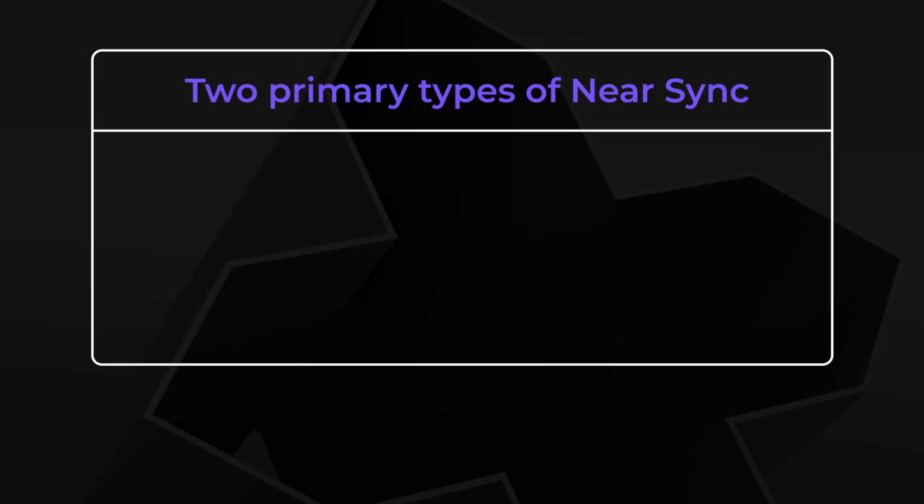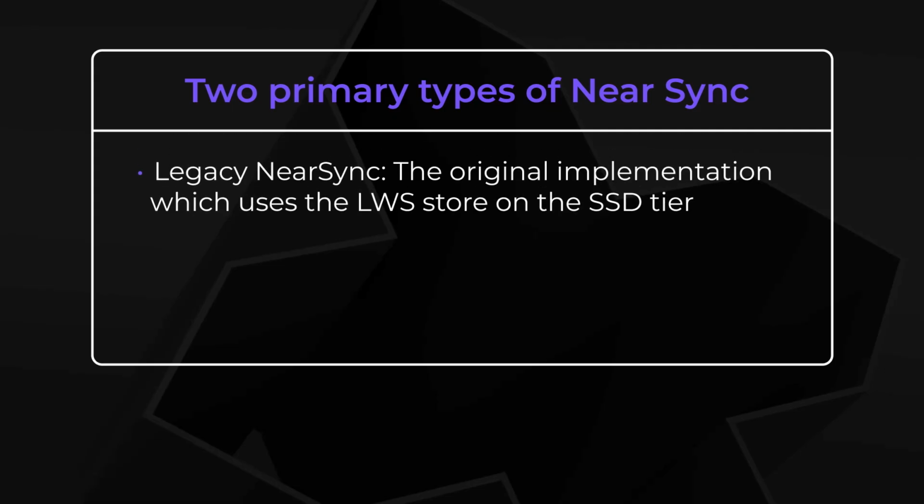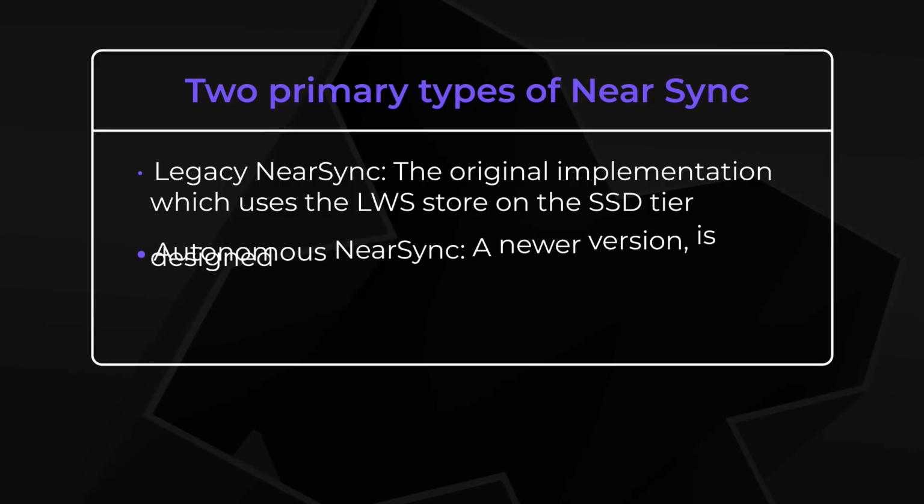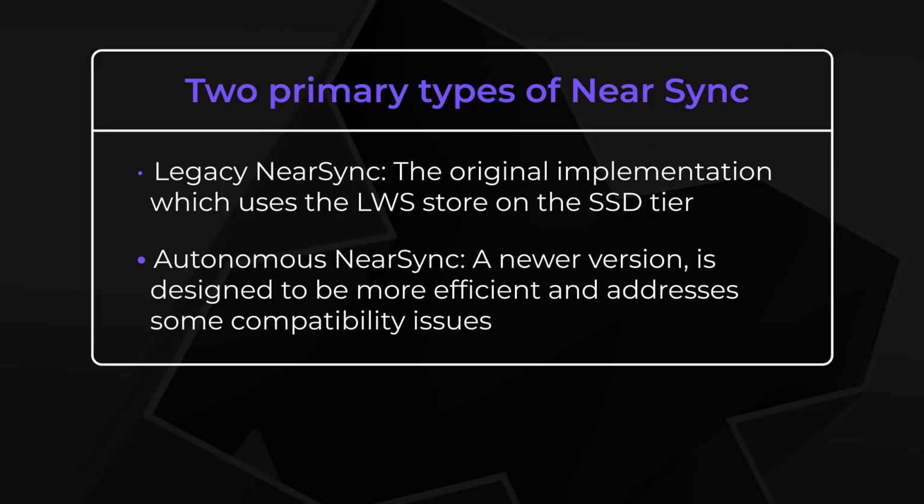There are two primary types of Near Sync. Legacy Near Sync, the original implementation, which relies on a dedicated LWS store on the SSD tier. Autonomous Near Sync, a newer version introduced in AOS 6.0 and later. This version is designed to be more efficient and addresses some compatibility issues, such as those with VMware's Site Recovery Manager.